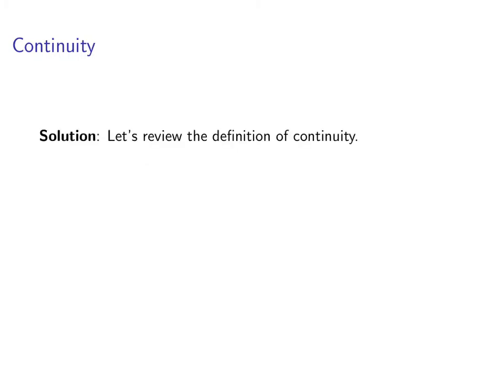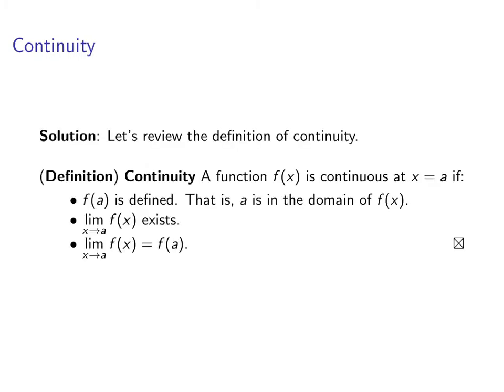So let's go ahead and review the definition of continuity. Remember that a function is continuous at x equals a if three things have to happen. The function has to be defined, that is, a has to be in the domain of the function. The limit of the function has to exist. But not only that, the limit of the function has to equal the value of the function at that point.